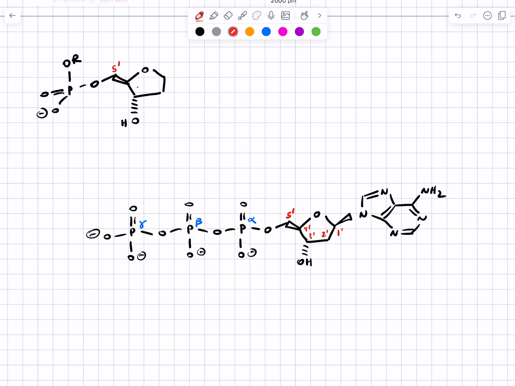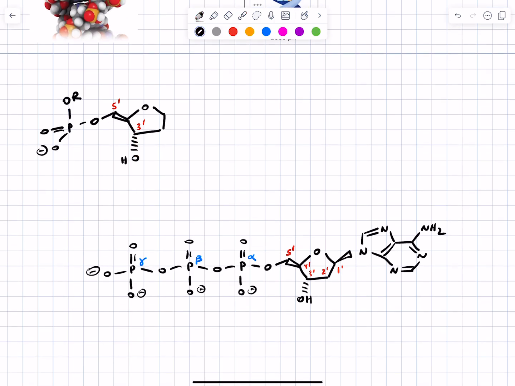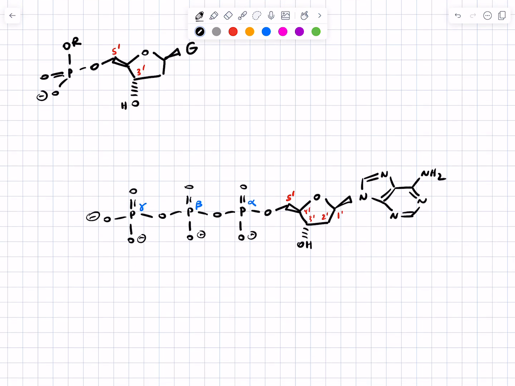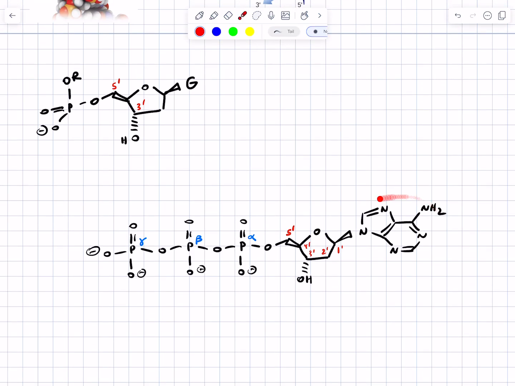Here's the 5' phosphate group. Here's the 3' hydroxyl group. That's going to be our nucleophile. And let's suppose that the previous base was a guanine, okay? And we want to make a new bond. Suppose the coding strand tells us we need to incorporate an A after this G.